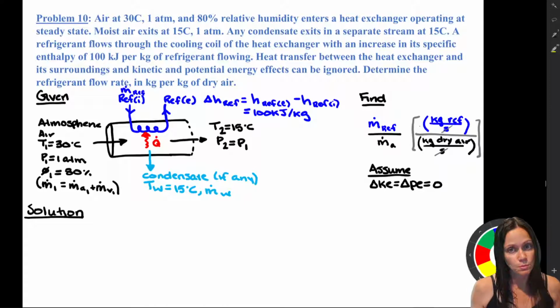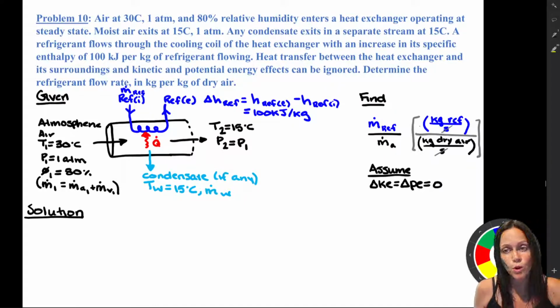The way that it's removing heat is by circulating refrigerant through that cooling coil. So you've got the refrigerant coming in on the left and going out at the right. And they tell us that the change in specific enthalpy of that refrigerant, so delta little h, is 100 kilojoules per kilogram. So that would be the h of the refrigerant going out minus the h of the refrigerant going in. And then they also say any condensate, if there is any, exits at 15 degrees Celsius.